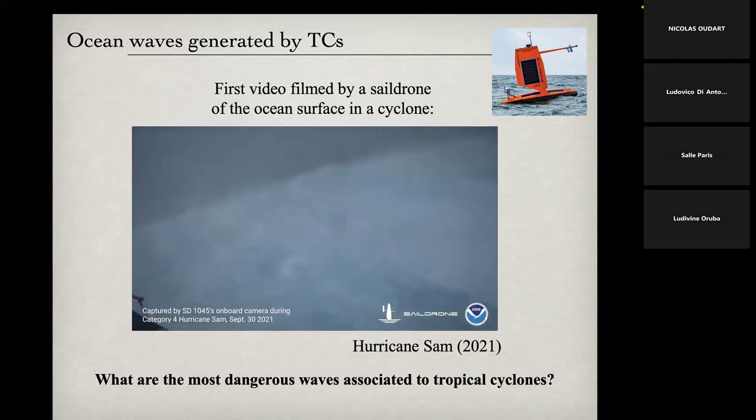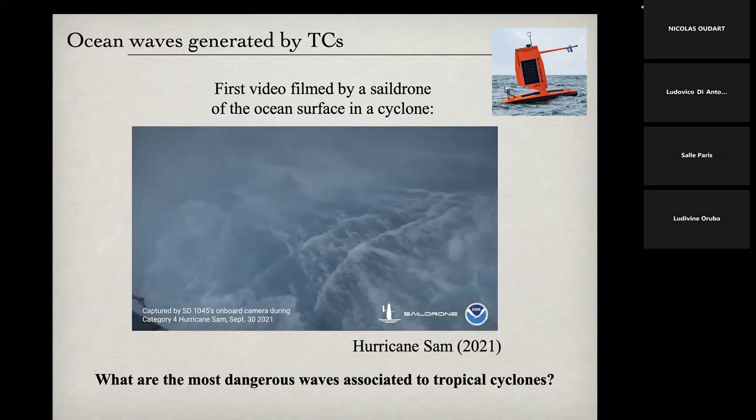So waves in tropical cyclones can have a height which can reach 10 or 20 meters, and in that case, the cyclone has measured waves of 15 meters high. And so we are interested in the generation of these extreme waves because it's still an open question today.